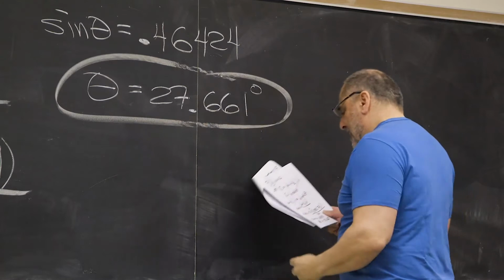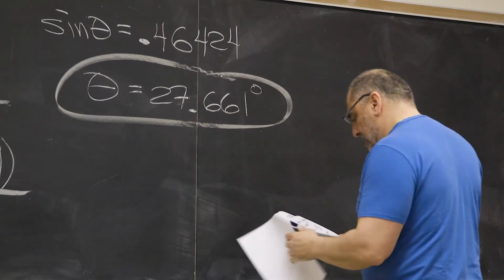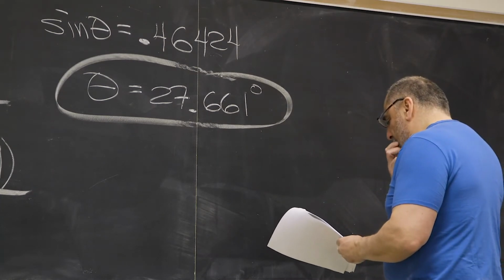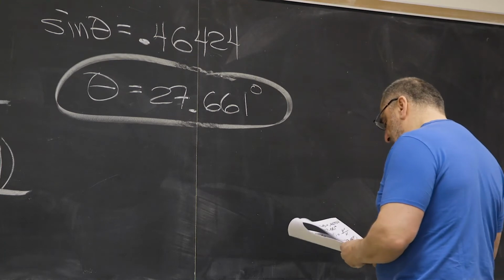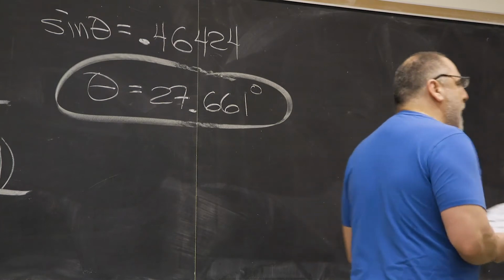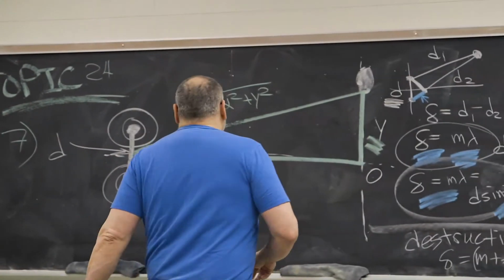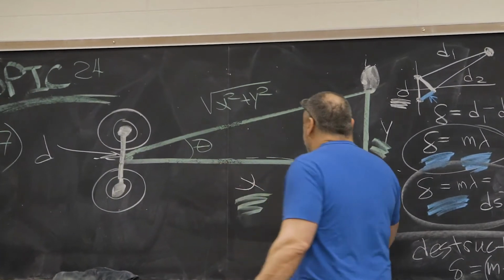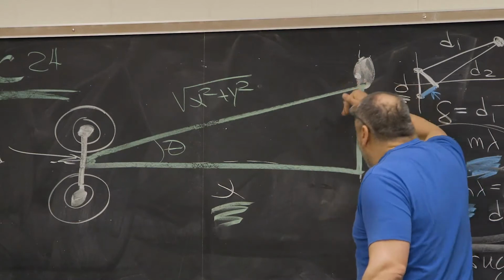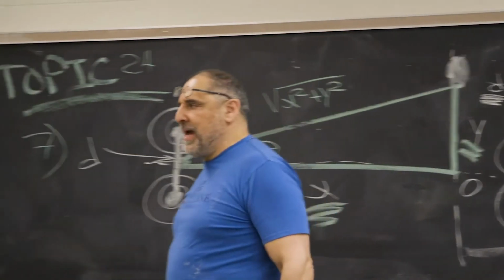They didn't ask me that as a final answer, but they're asking me something else. How much distance would it have to travel? Here it's at 400. The x was 1,000 meters and the y was 400 meters. How much further would it have to go for that destructive interference pattern to happen?